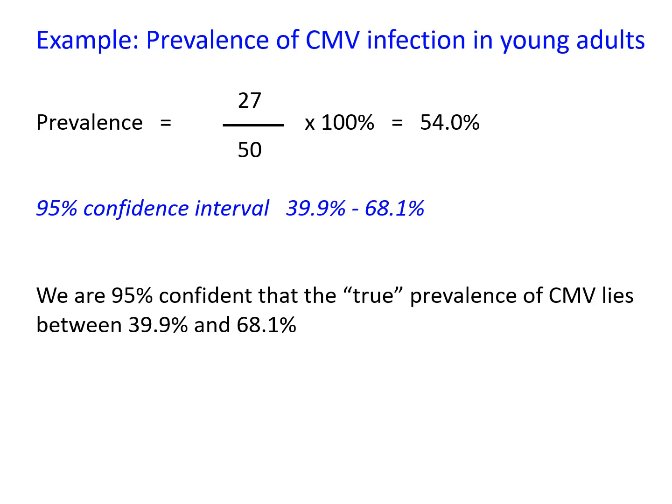So going back to our example here, where we have the prevalence of CMV infection in young adults, the 95% confidence interval based on 27 out of 50 is 39.9% to 68.1%. So this means we're 95% confident that the true prevalence of CMV lies between 39.9% and 68.1%. And remember, this is taking into account only the second of those sources of uncertainty that I mentioned.